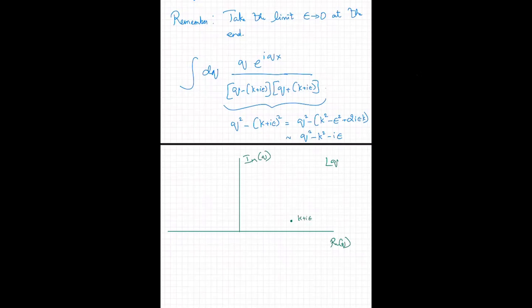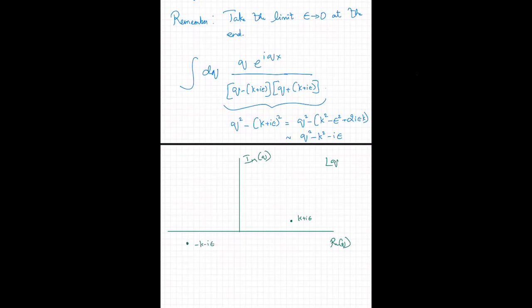The other pole is q equals minus k minus i epsilon. Minus k means it's on the left-hand side because the real part of q is negative, and minus i epsilon means it is in the bottom of this graph because the imaginary part of q is also negative in this case. So it's symmetric about the origin. The other one is right over here. This is the other pole, minus k minus i epsilon.